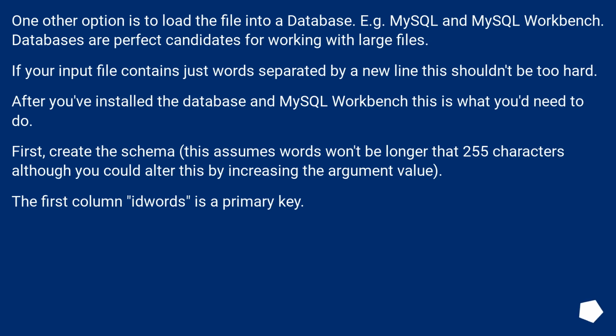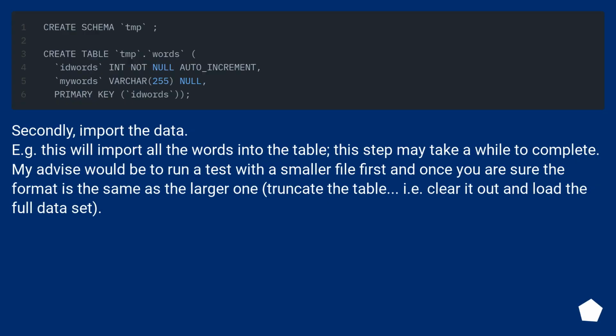First, create the schema. This assumes words won't be longer than 255 characters, although you could alter this by increasing the argument value. The first column, word, is a primary key. Secondly, import the data. For example, this will import all the words into the table. This step may take a while to complete.